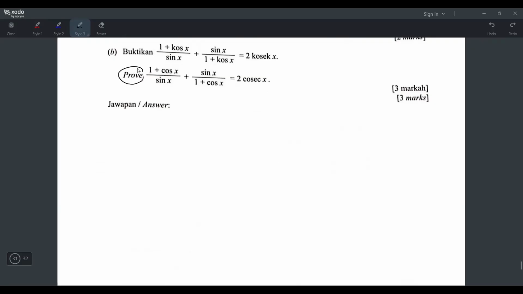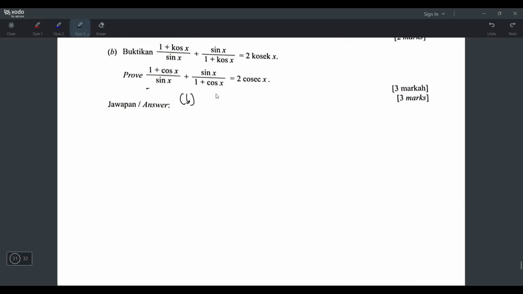Okay, when you're doing a proving question, you already know the answer. This is the question, this is the answer. But you want to prove them, you want to show step by step how to get there. So you can choose whether you want to start with the left hand side, or you want to start from the right hand side, can also. You can choose. But I always teach my students to always start with the more complicated side. It will be better.